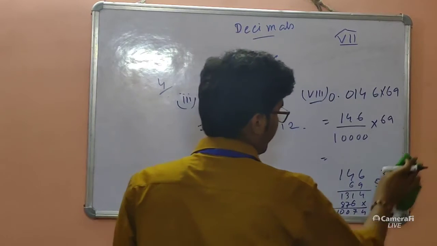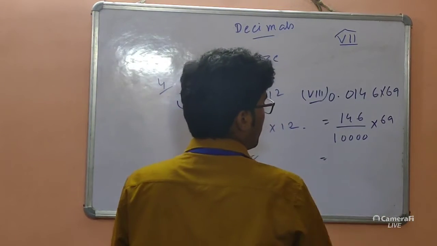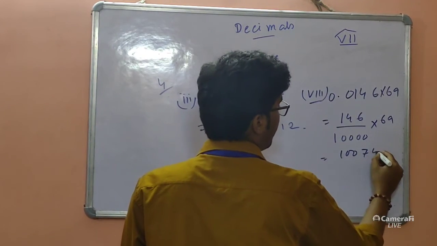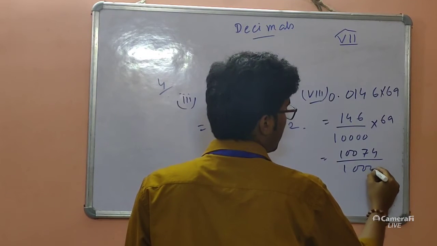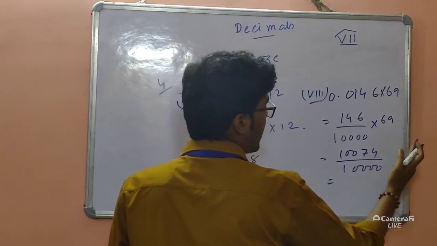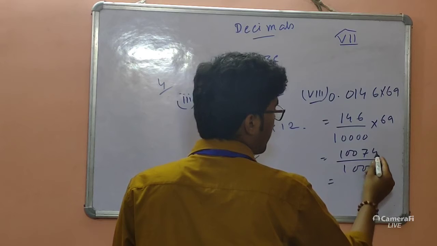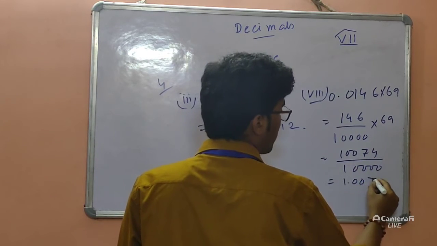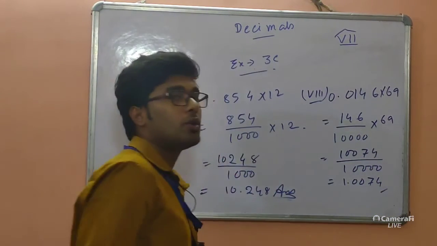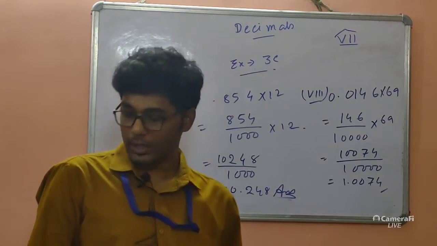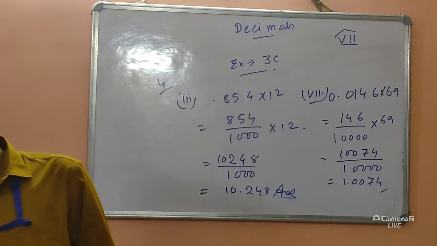174 divided by 4 zeros. Therefore from the right, after 4 places there will be a point. Clear? So that's how it's being done. Let us do question number 5 then.